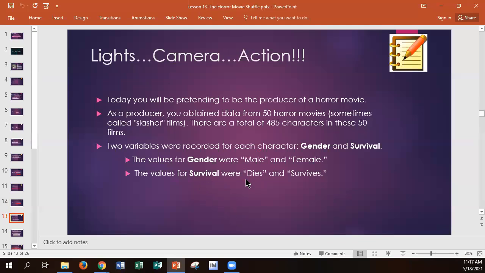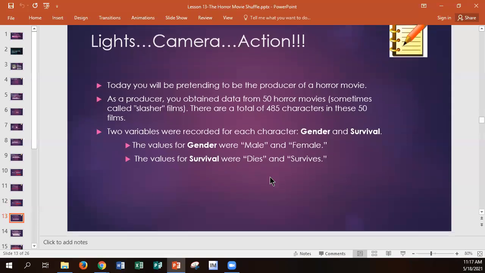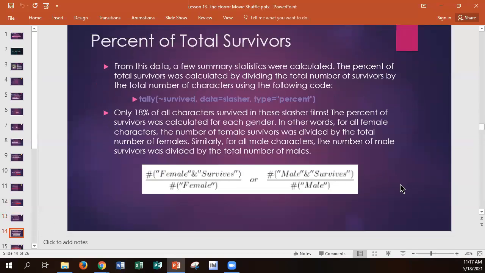So then they took this categorical data and they did some summary statistics on it, okay? The percent of total survivors was calculated by dividing the total number of survivors by the total number of characters. So they tallied how many survived, and then they divided that by the 485 characters total. And what they found was that only 18% of all characters survived in these slasher films.